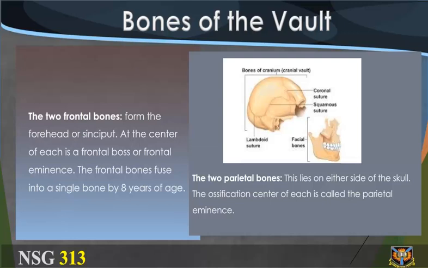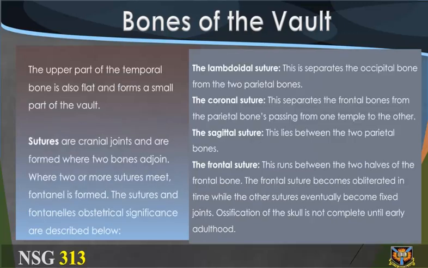A diagram. The 2 parietal bones lie on either side of the skull. The ossification center of each is called the parietal eminence. The upper part of the temporal bone is also flat and forms a small part of the vault.